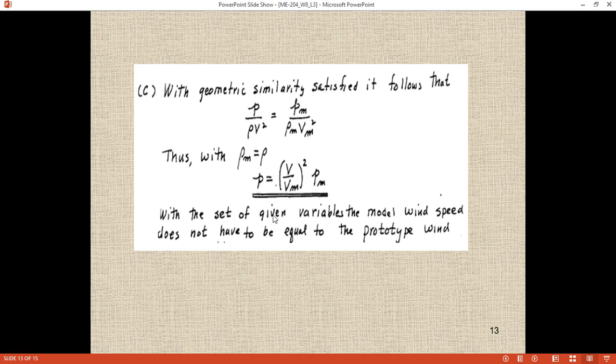With this set of given variables, the model wind speed does not have to be equal to the prototype wind speed, because it is multiplied with the ratio of the pressure drop. If the pressure drop varies, definitely the velocity on the model and the velocity on the prototype would not be the same. Definitely it would be different. So here are the solutions of all the problems we did. This is the end of the dimensional analysis chapter.